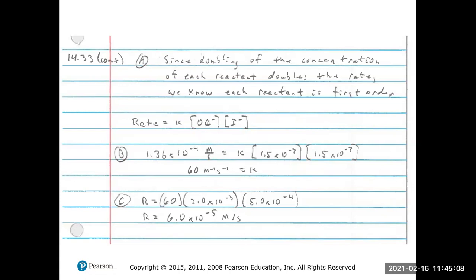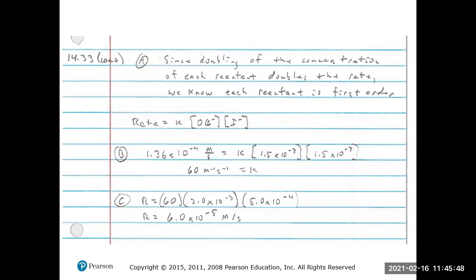Then the final question is on part C. We're being asked, now if the concentrations are different than the ones we were given, in this case 2.0 times 10 to the minus 3 for the OCl minus, and 5 times 10 to the minus 4 for the I minus, what is the rate? Well, remember I said the rate constant is the same unless you change temperature. So we've just calculated a rate constant and we've not changed temperature.